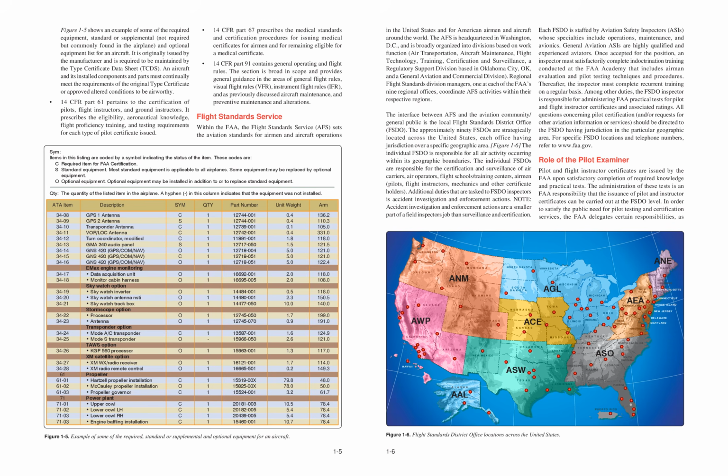16,692 to 001, 16,695 to 005. 14,484 to 001, 14,480 to 001, 14,477 to 050. 12,745 to 050, 12,745 to 070. 13,587 to 001, 15,966 to 050. 15,963 to 001. 16,121 to 001, 16,665 to 501. 153190X 158250X 15,524 to 001. 20,181 to 003, 20,182 to 005, 20,439 to 005, 15,460 to 001.